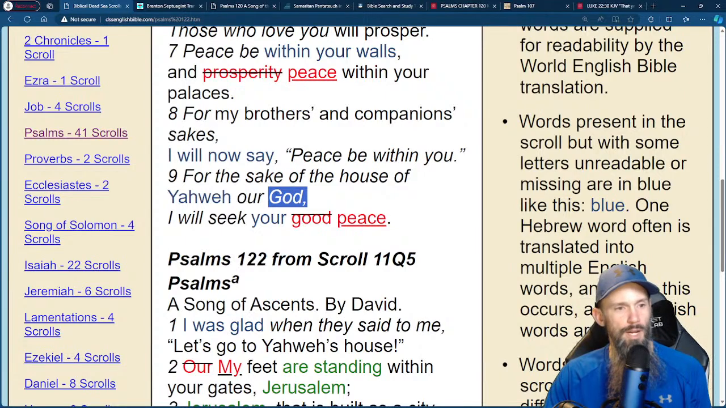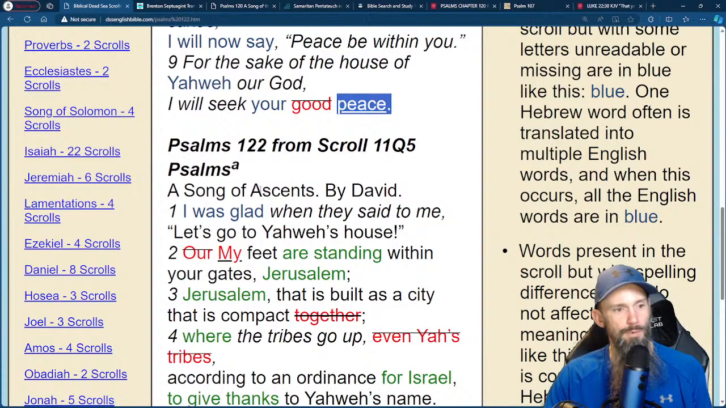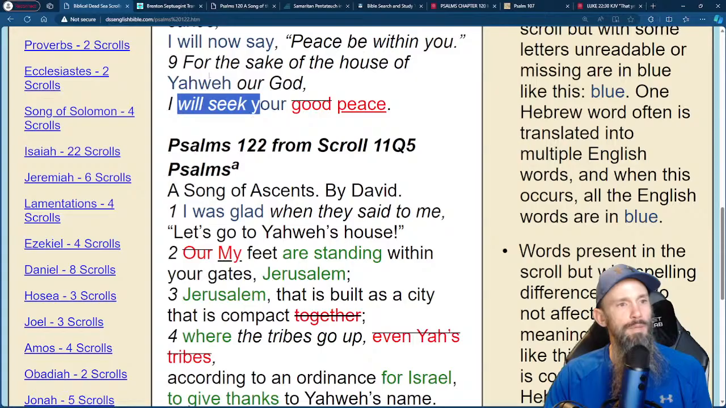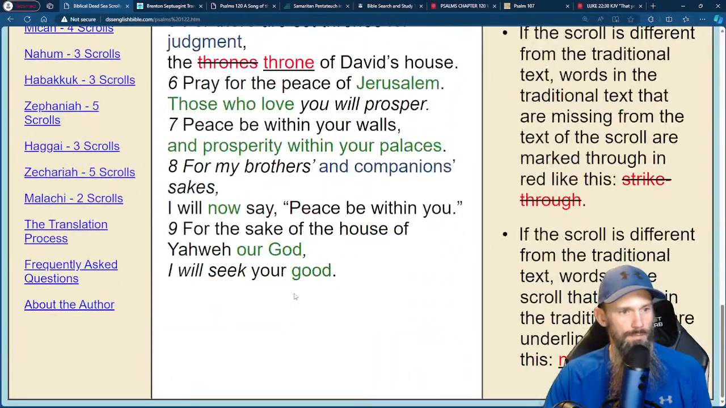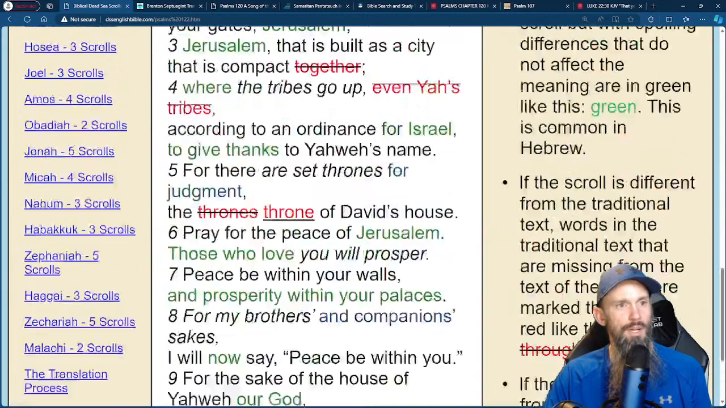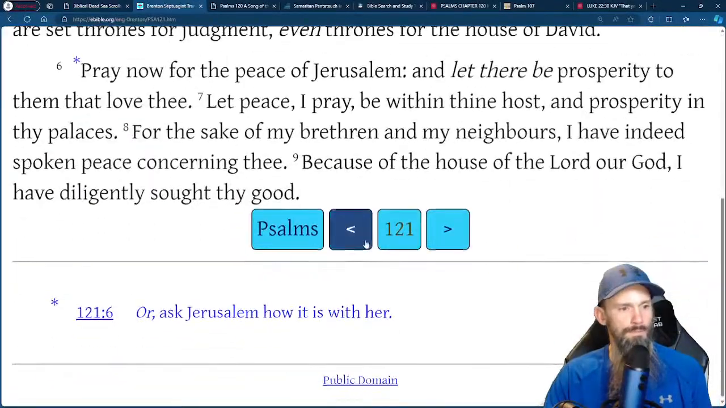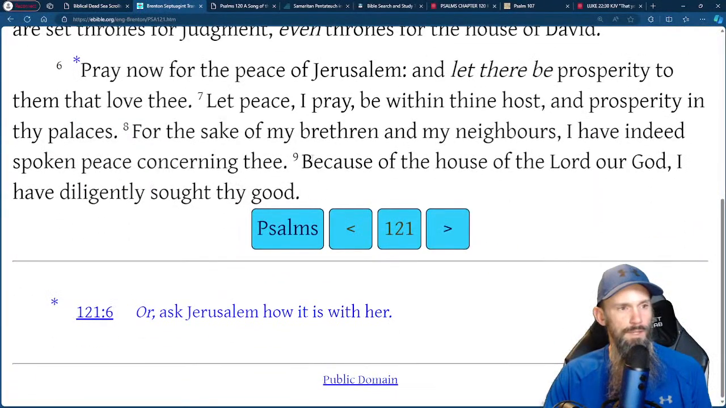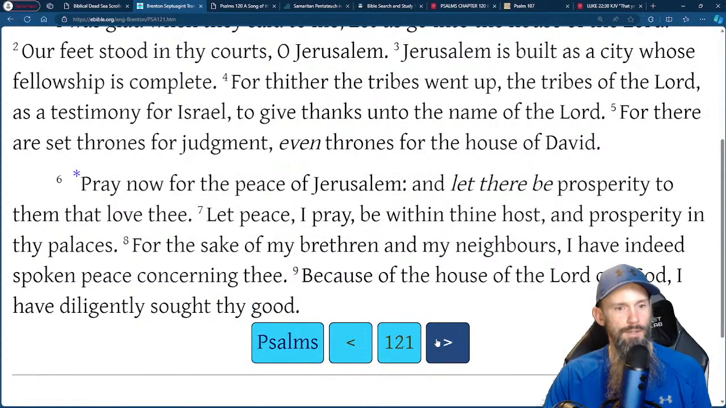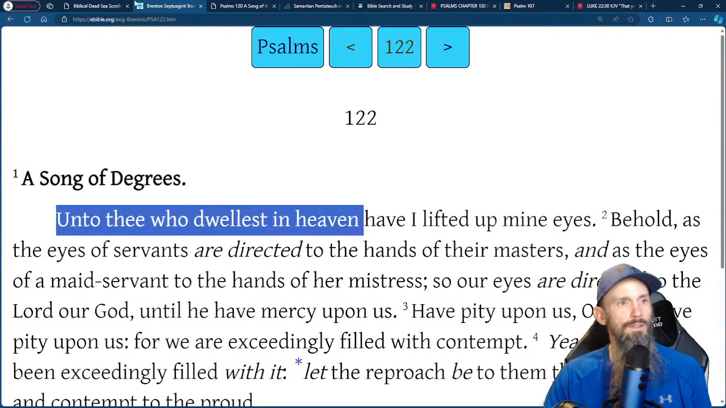Elohim is the Hebrew word for God, and it can mean two, Messiah and Father. I will seek your peace. Eloah is one, Elohim is two. Let's see, I will seek your peace. Verse 9. This manuscript here has it translated, I will seek your good. Diligently sought thy good. And to thee.